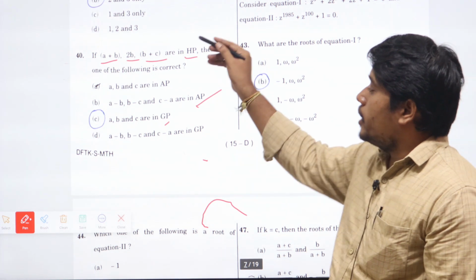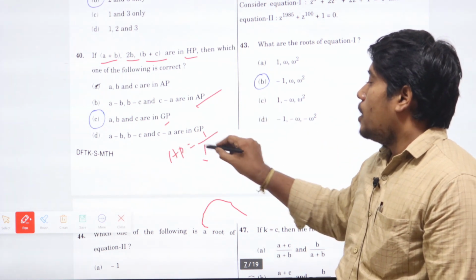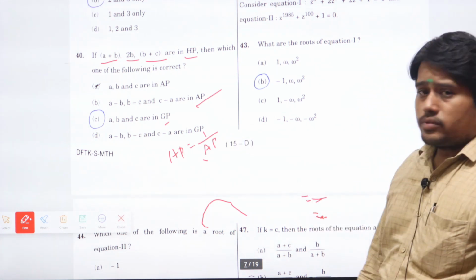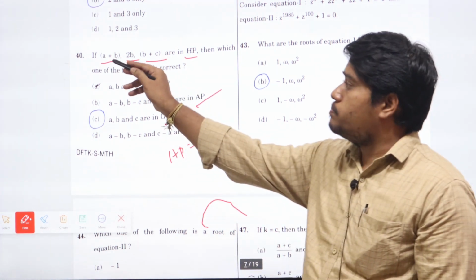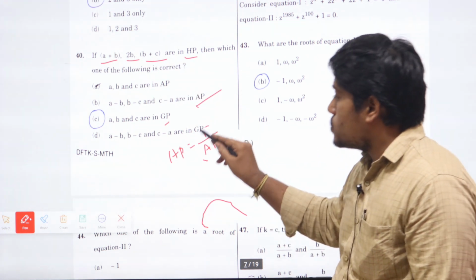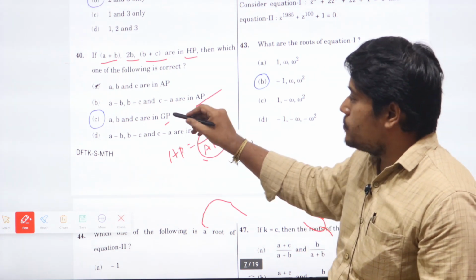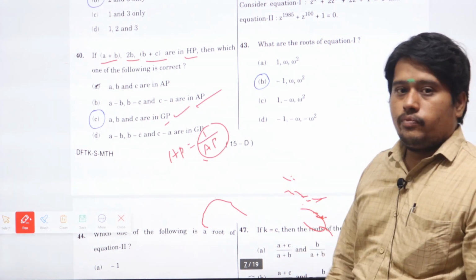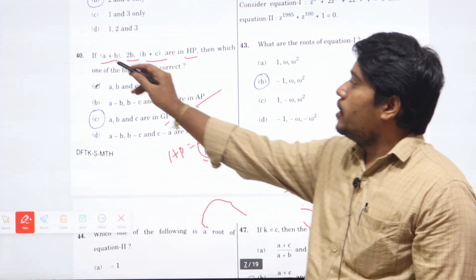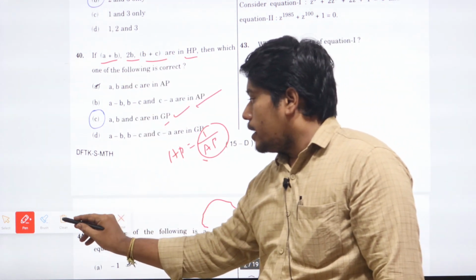The condition for HP is that the reciprocals are in arithmetic progression, but the given condition is A plus B, 2B, B plus C. So definitely it is not satisfied by arithmetic progression. So this is only satisfied by geometric progression. But definitely the elements A, B, C are in GP. So option C will be the right answer.